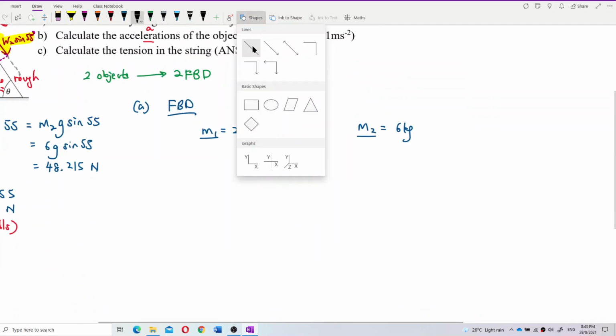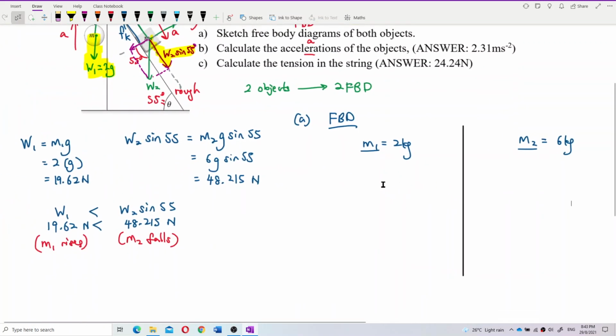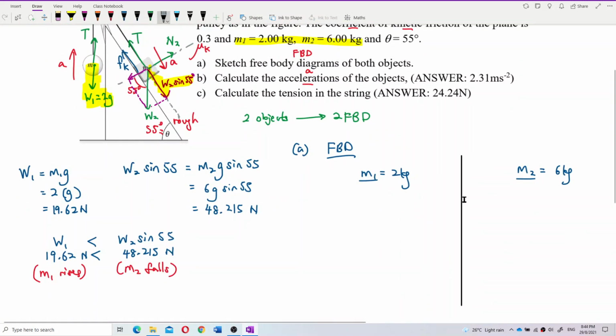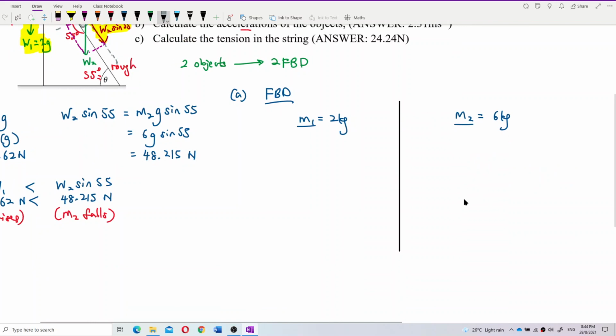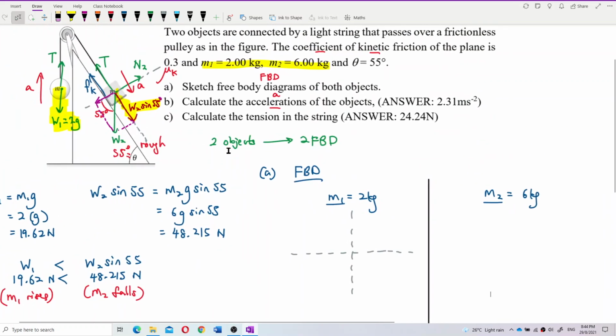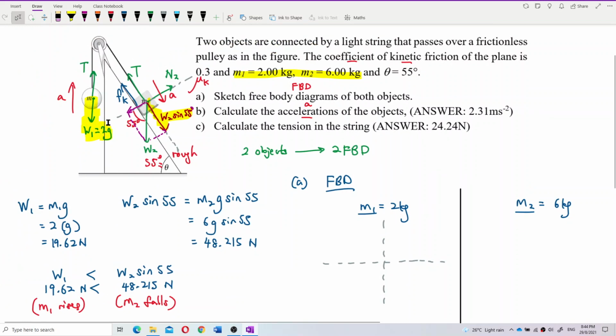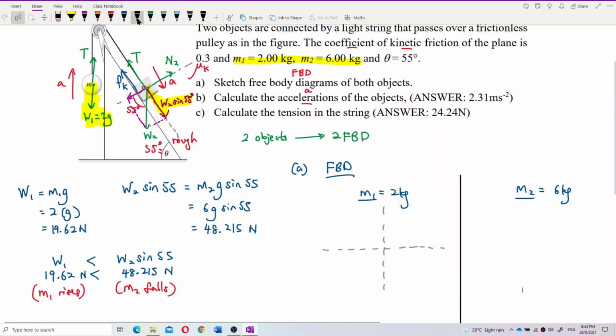Okay, hold on a second. Now draw the x and y axis. So we have the x axis and the y axis, and the same goes for mass 2, but just think of mass 1 first. Mass 1, okay, draw the point mass first. So this is the point mass.